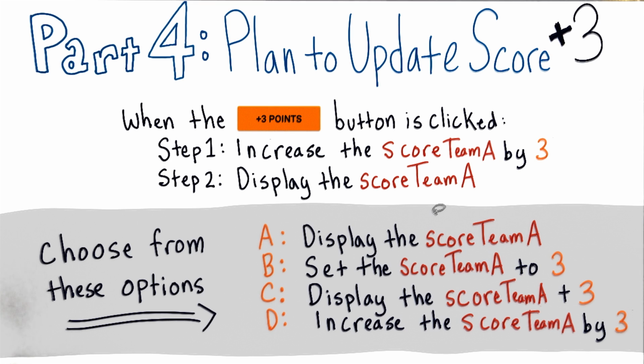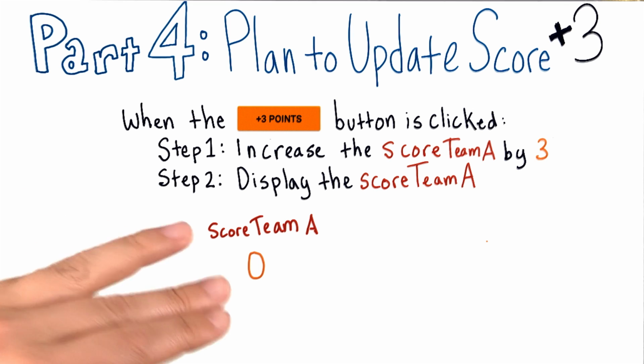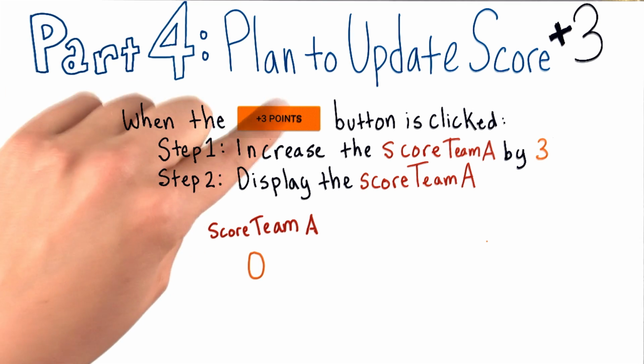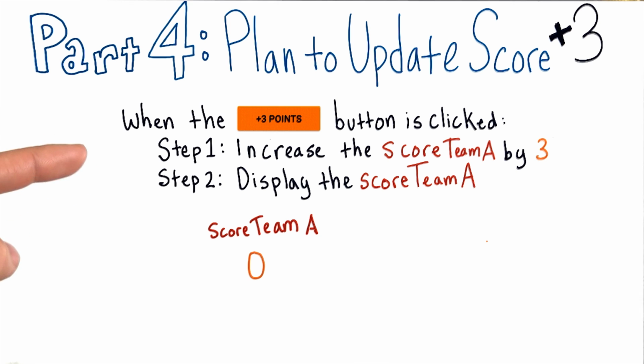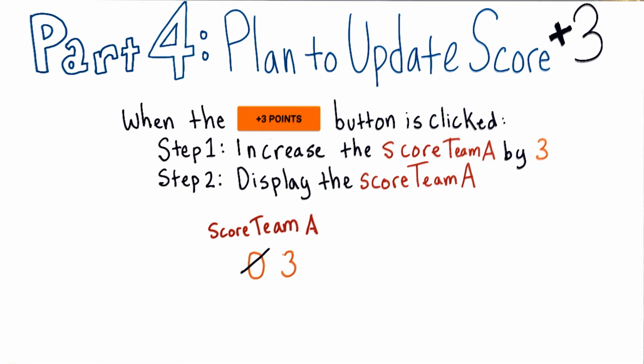We need to be clear that we're increasing the score, which means that we're taking the old value of the score and we're adding 3 to it. Okay, so let's look at this with a little bit more detail as to why this will correctly work. My score starts at 0, and then I click the +3 button. According to my step 1, I first increase the score by 3. It's currently 0, I add 3 to it, it becomes 3. Okay, so far so good.